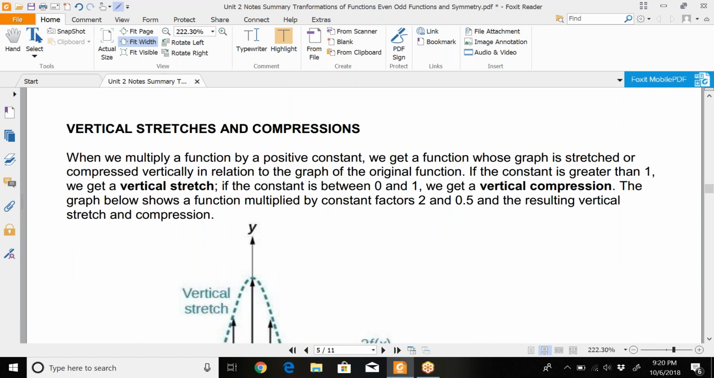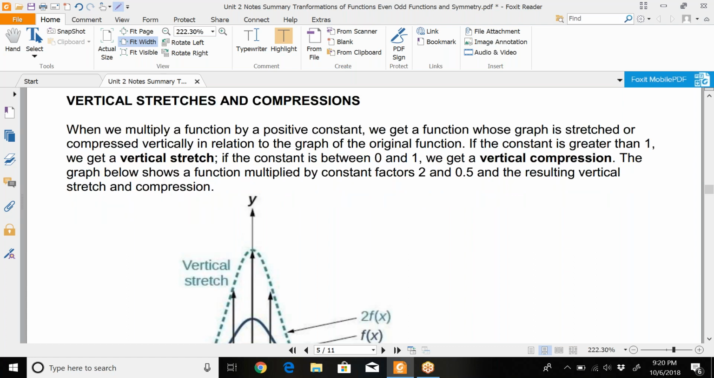are stretches and compressions. There's two different types. There's vertical ones and there's horizontal ones. So we're going to talk about how you know the difference between which ones you have, and essentially it's where is it located? Is it outside the function or inside the function? So it says when we multiply a function by a positive constant, we get a function whose graph is stretched or compressed vertically in relation to the original function. So if the number in front of f of x, so notice this is outside of f of x, if this is greater than 1, you're going to stretch, okay?